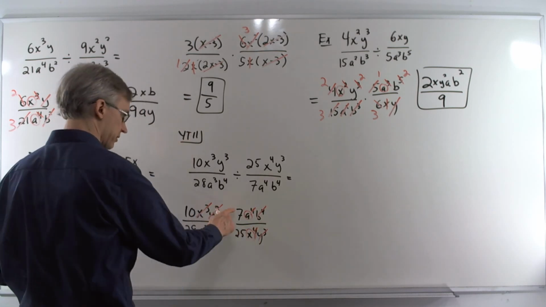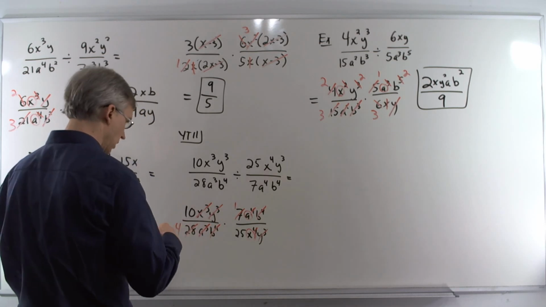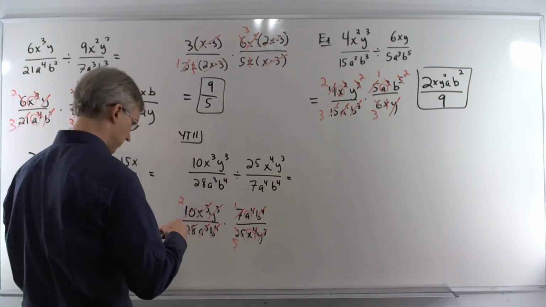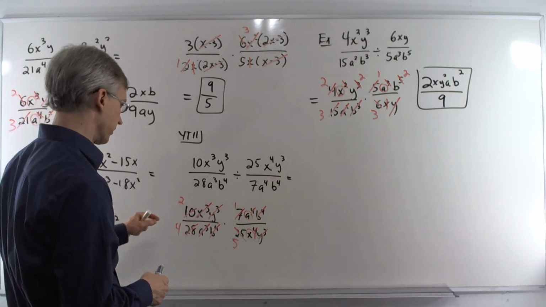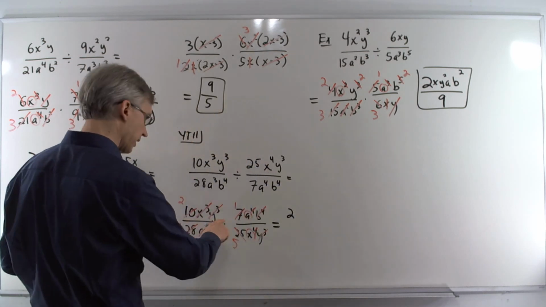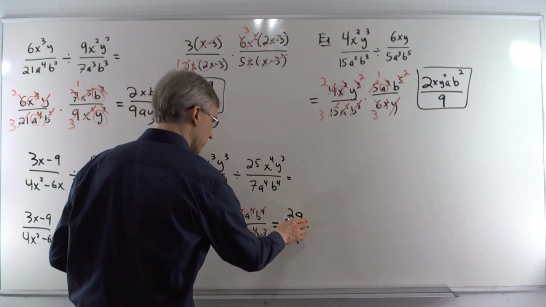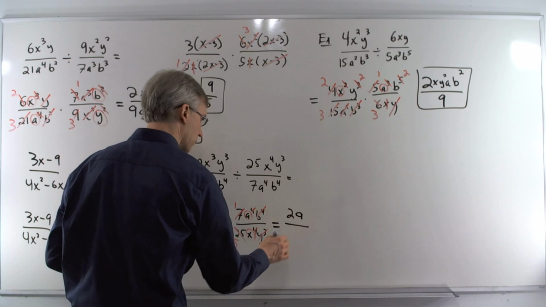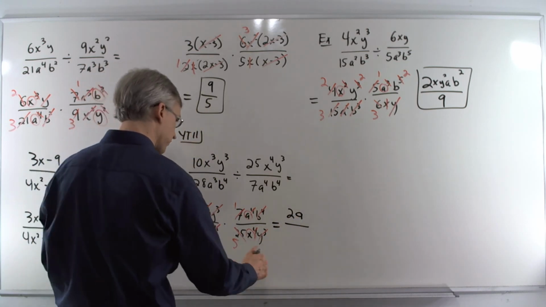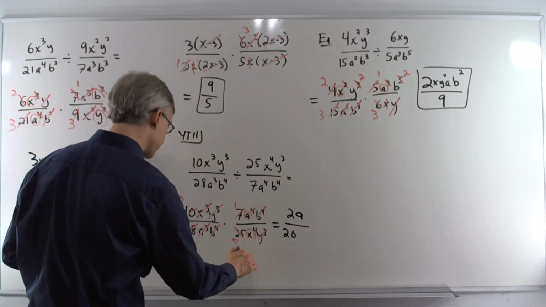All right, now the numbers. 7 over 28 is 1 over 4. 10 over 25 reduces to 2/5. All right, what do we have left here? 2 times 1. So 2 on top and an a is left. So 2a on top. And on the bottom we have 4 times 5, that's 20. And variables, just the x.